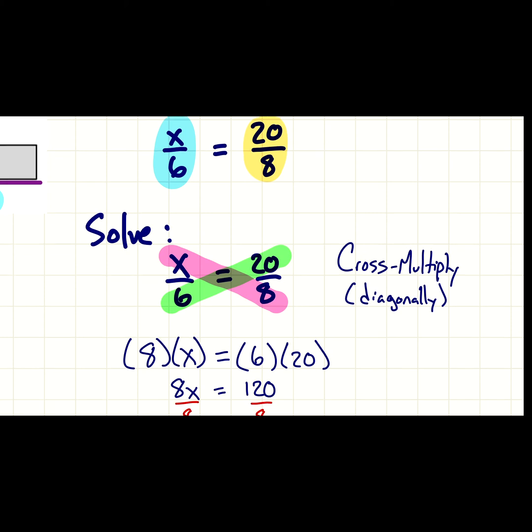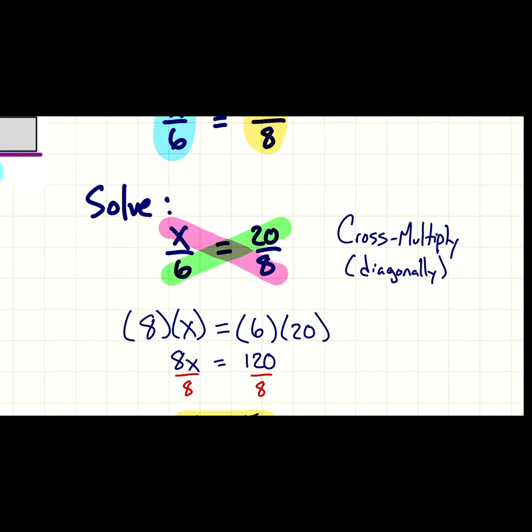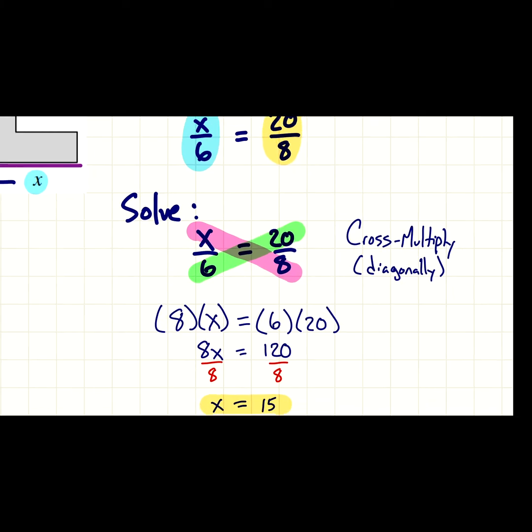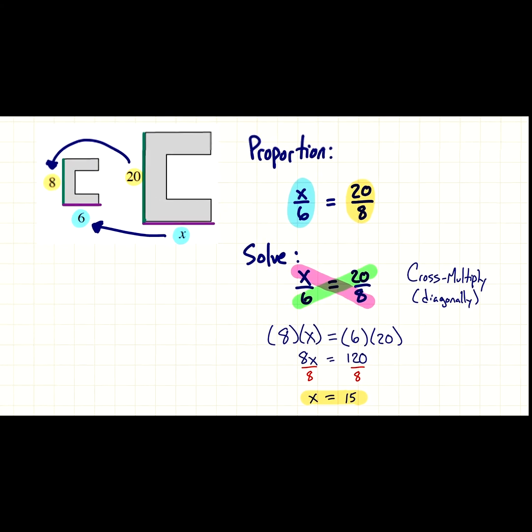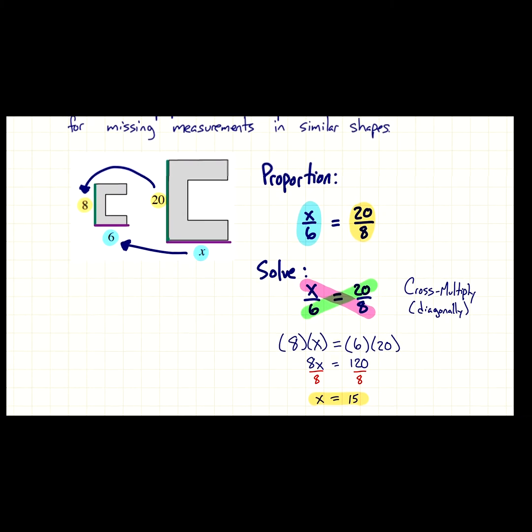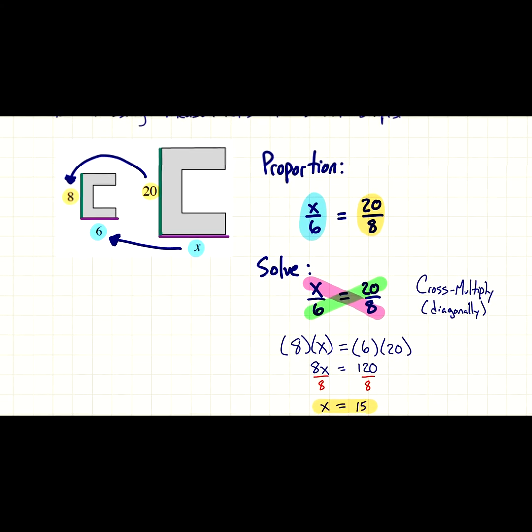Now, my goal is to figure out what x is, so I divide both sides by 8, and this gives us a nice number. That gives us 15. So that means this x is equal to 15. There's no way I would have guessed what that number is.